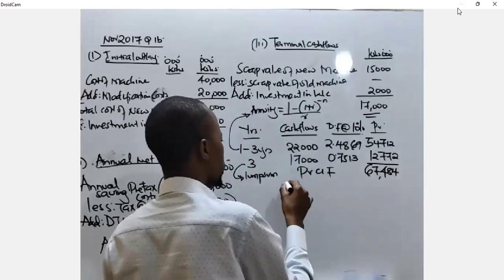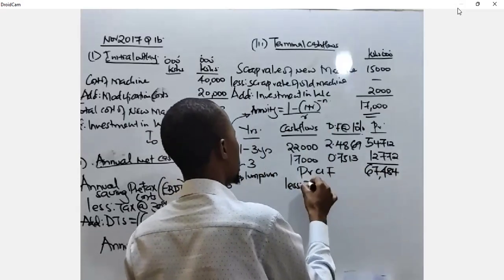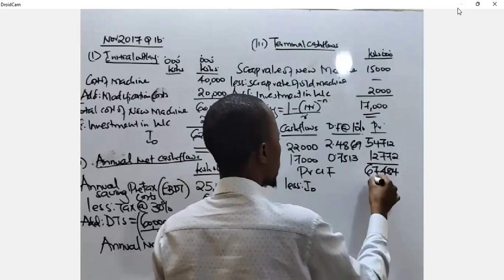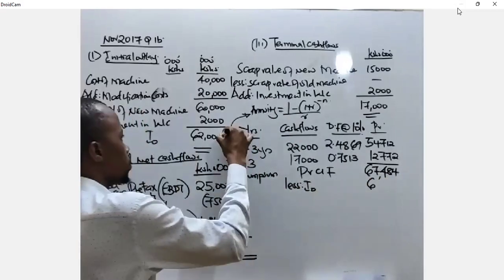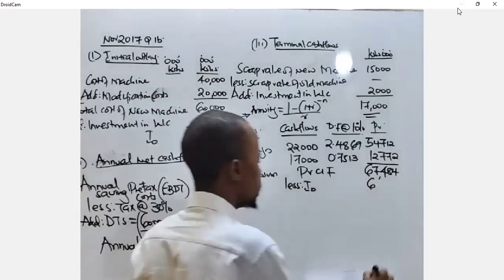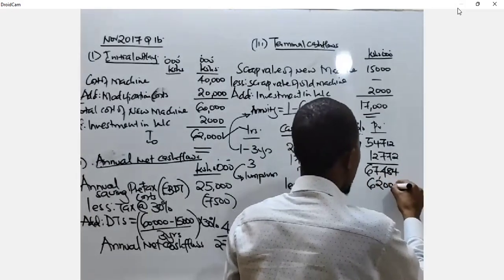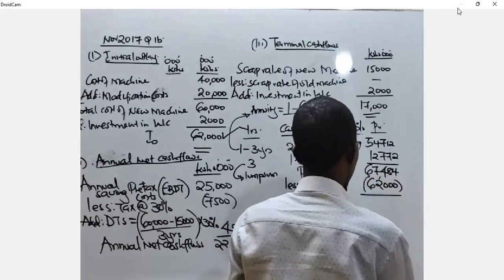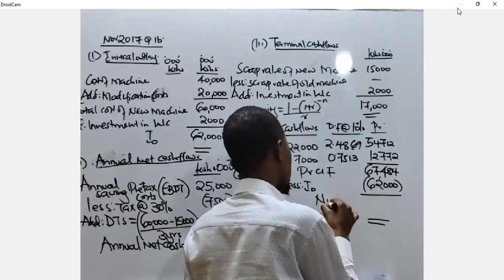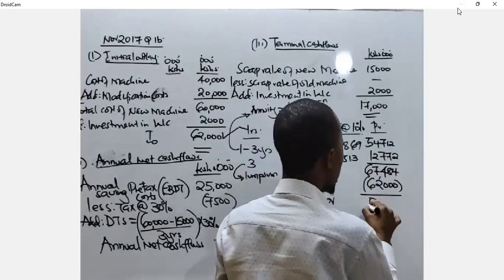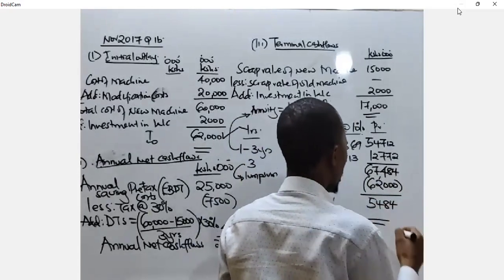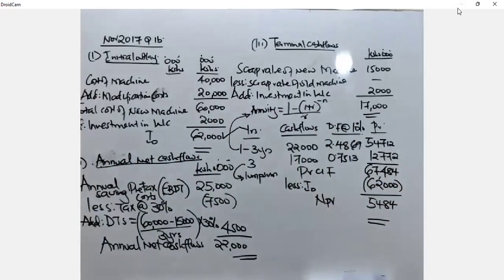Then you less your initial outlay, which we said is 62,000. What you are getting here is your NPV. So my NPV would be 5,484. So what should I advise Viwanda Limited?